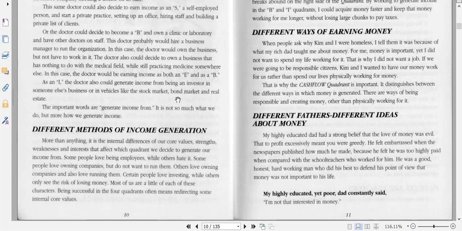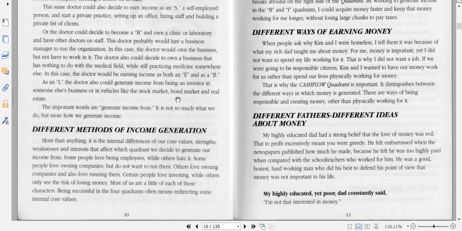The important words are generate income from. It is not so much what we do, but more how we generate income. Different methods of income generation. More than anything, it is the internal difference of our core values, strengths, weaknesses, and interests that affect which quadrant we decide to generate our income from.